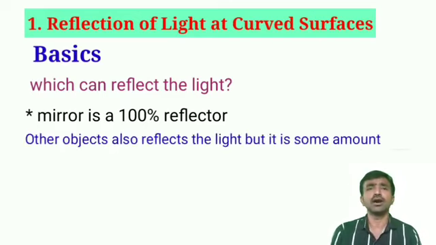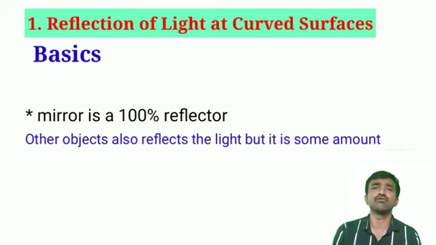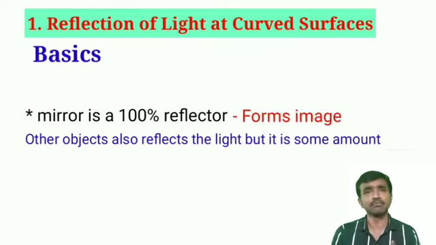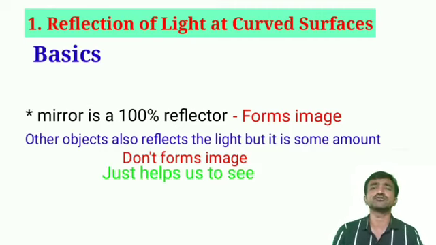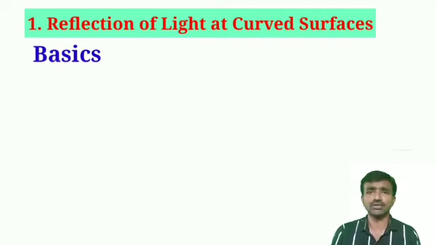Another surface, for example a wall, also reflects light. But what is the difference between them? A 100% reflector can form an image clearly, but partial reflection will not form an image. That partial reflection helps human beings to see the surroundings. For example, if you receive light from an object, that object is visible to you.